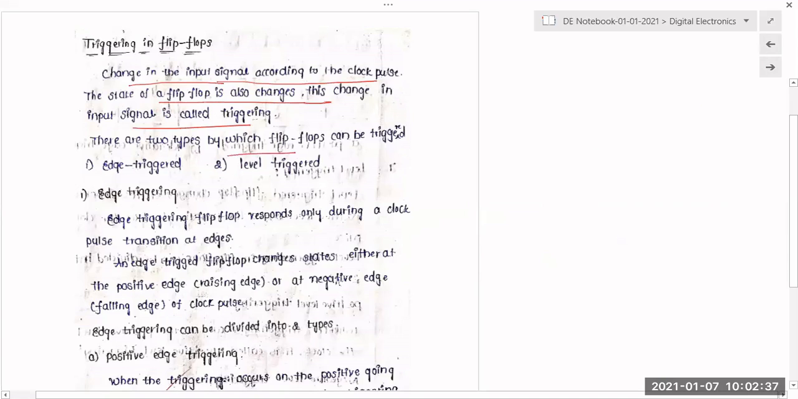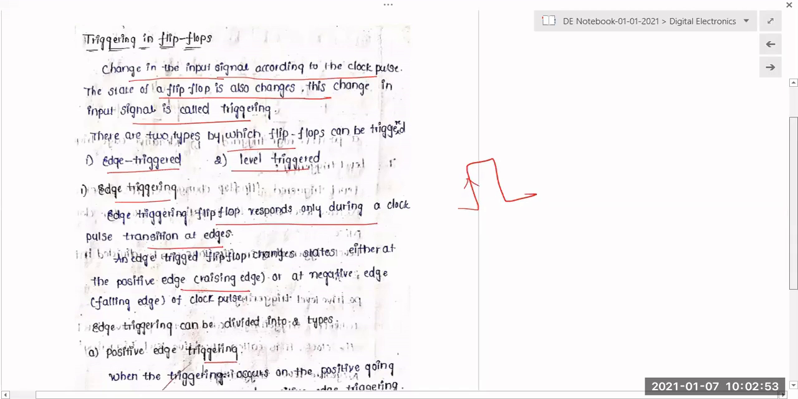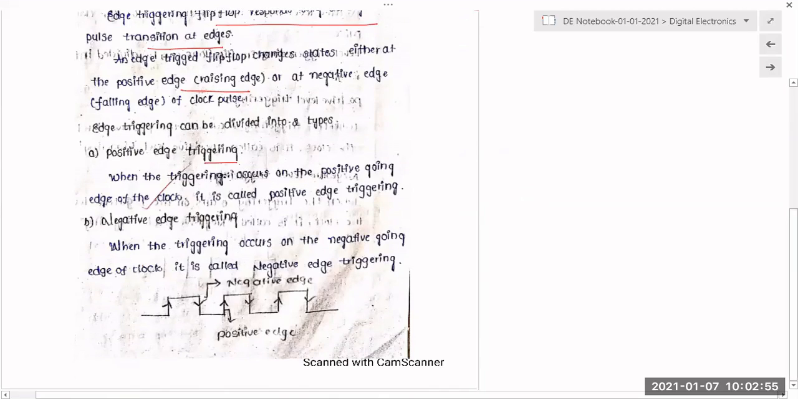There are two types of triggering in flip-flops: edge triggering and level triggering. Edge triggering means the flip-flop responds only at the clock pulse transition. It may be positive edge triggering or negative edge triggering. Whenever the output changes at the positive edge, that is called positive edge triggering. If the output changes at the negative edge, that is called negative edge triggering.